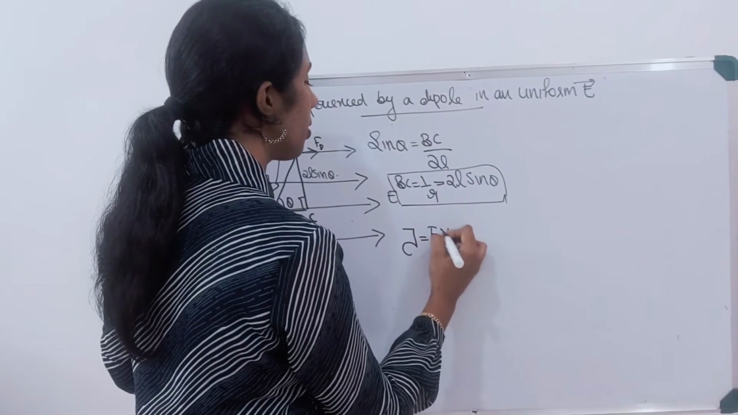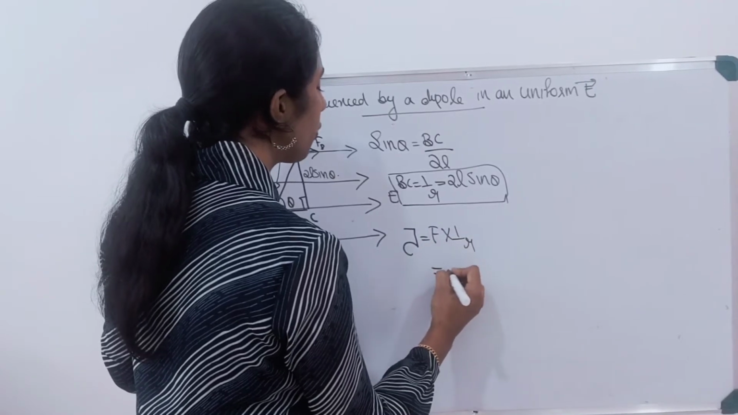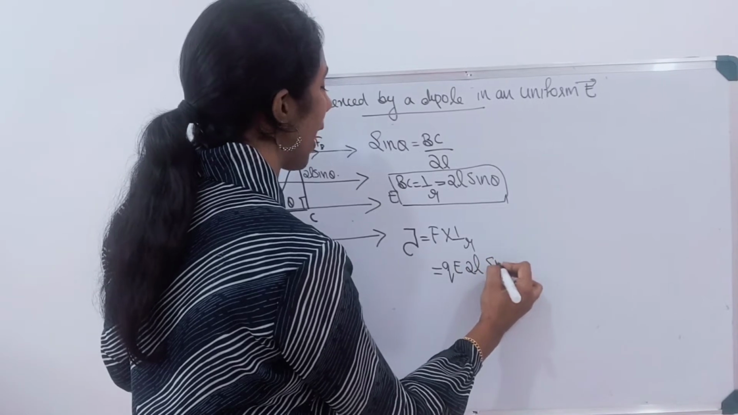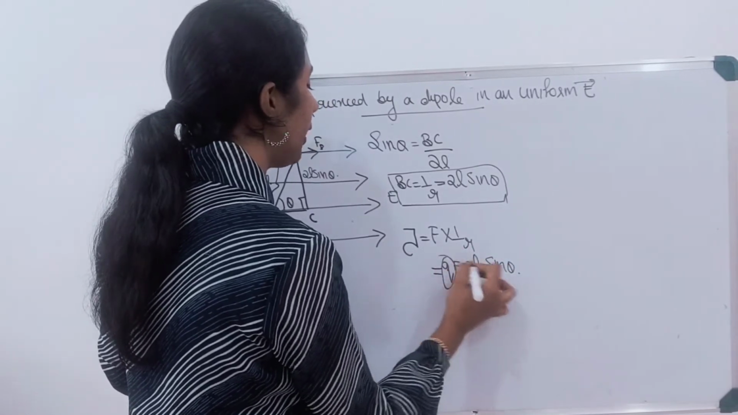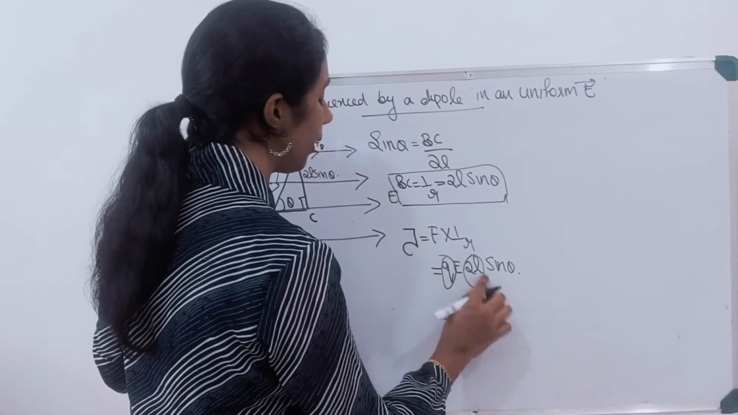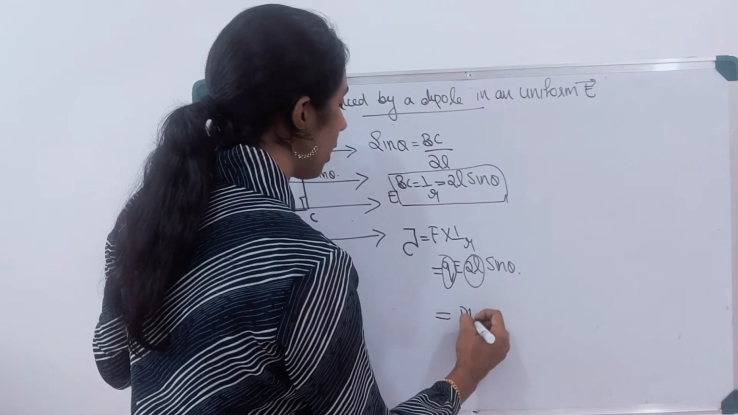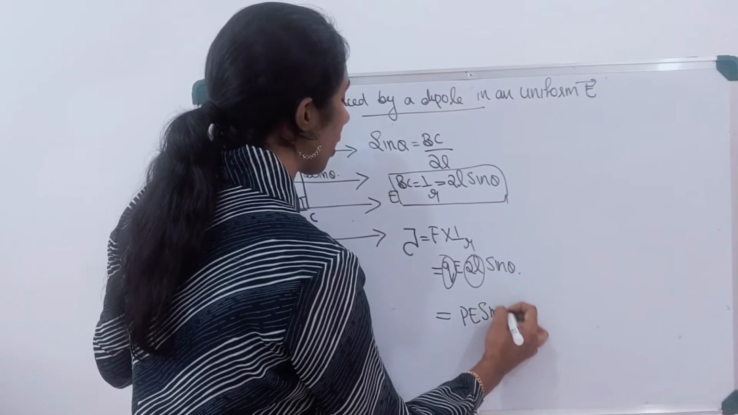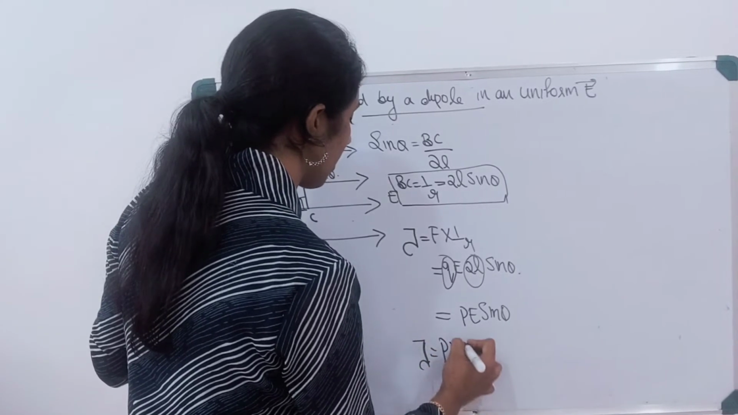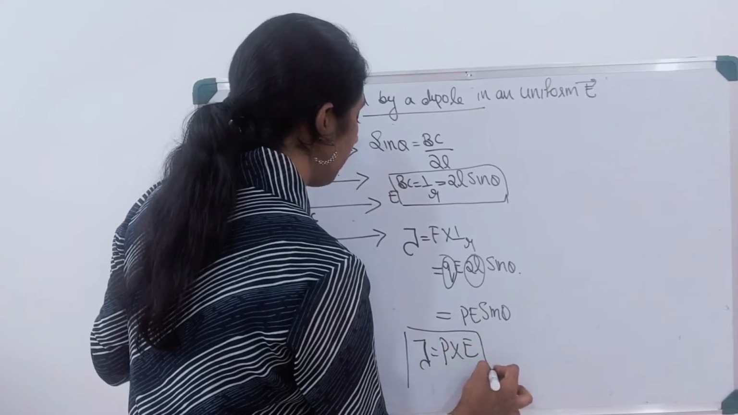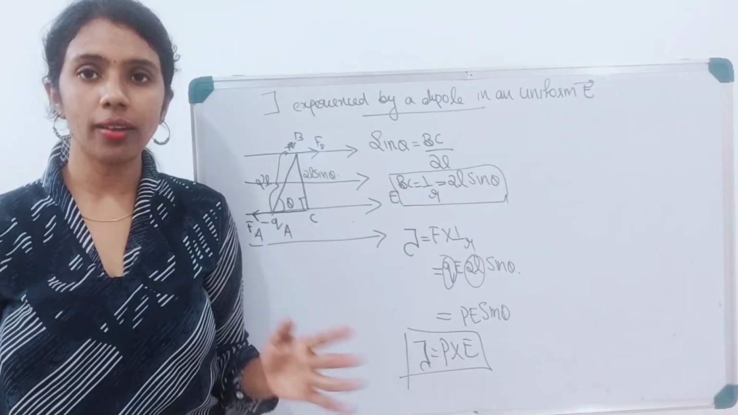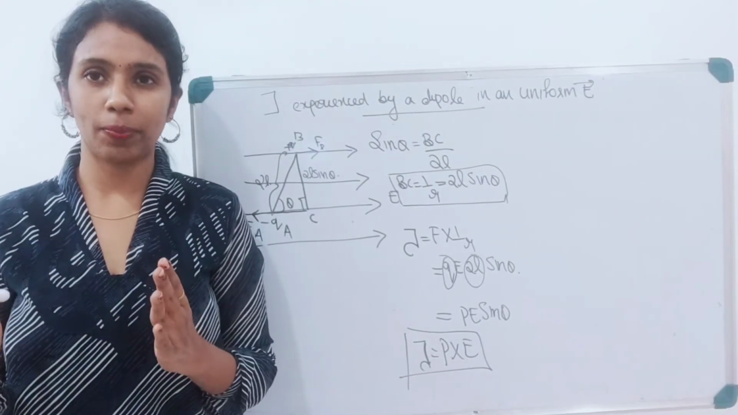So here we will find an expression for torque. Torque is nothing but force into perpendicular distance. Instead of force, we can write it as QE. Instead of perpendicular distance, we can write it as 2L sine theta, where Q into 2L is the dipole moment P. So the equation becomes P E sine theta, or I can write torque is equal to P cross E, where P is the dipole moment and E is the electric field. So this is the expression for the torque experienced by a dipole when it is kept in a uniform electric field.